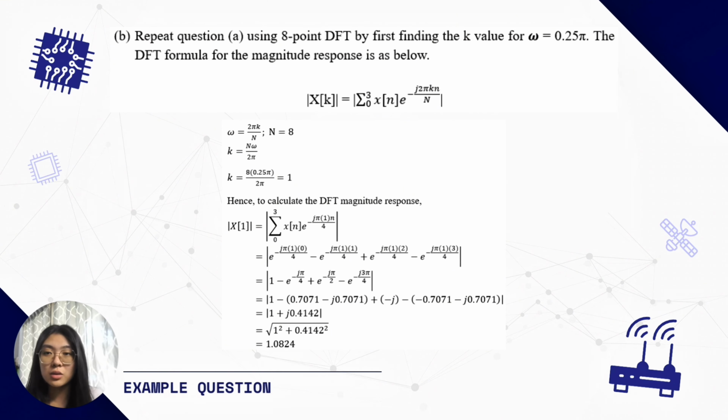Next, we want to repeat the question using 8-point DFT by first finding the k value for omega equal to 0.25 pi. First and foremost, we get the formula omega equal to 2 pi k over N from the DFT formula above, where N equal to 8. Next, we rearrange the equation to get the k value by substituting omega with 0.25 pi and N equal to 8. Next, to calculate the DFT magnitude response, we substitute the k value and number of samples into the equation to get the final answer of 1.0824, which proves that it is the same as question A before.